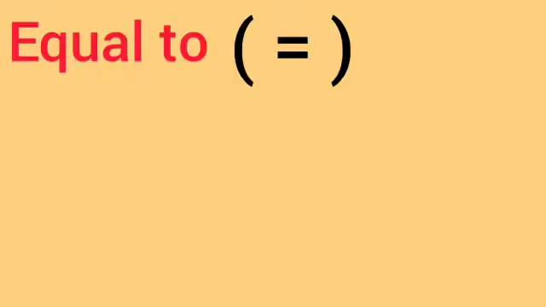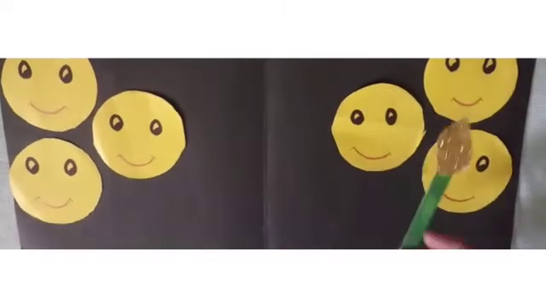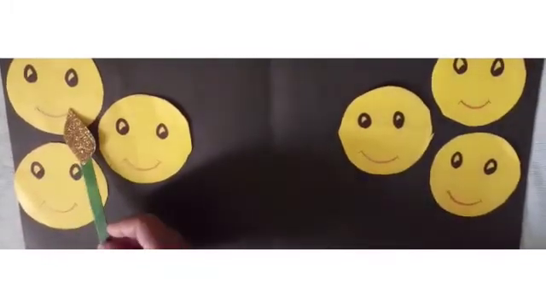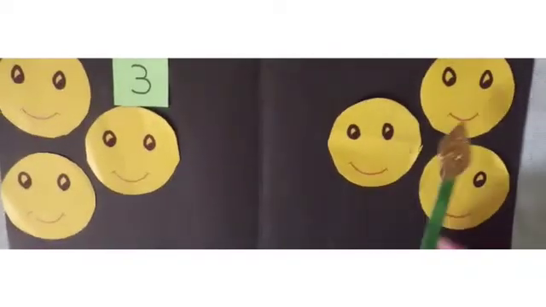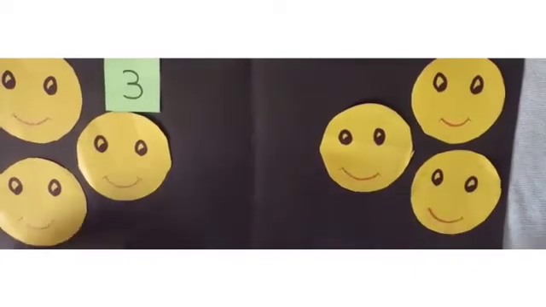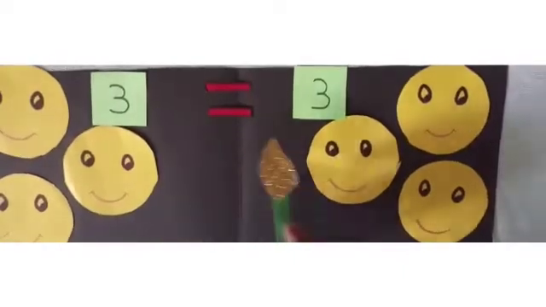Equal to. Equal to sign means when one number is the same as the other number, or equal to the other number, we use the equal to sign. Let's see an example related to it. Here I have kept some smileys. Let's count. 1, 2, 3. Here there are 3 smileys. And here, 1, 2, 3. Again 3 smileys. 3 is equal to 3.